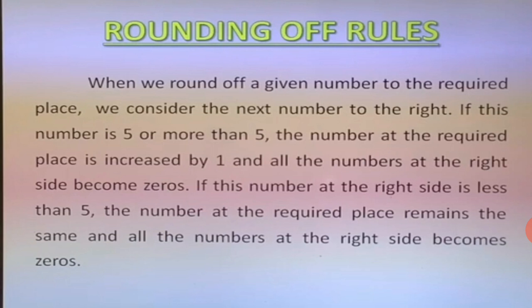And all the numbers at the right side become 0. If the number at the right side is less than 5, the number at the required place remains the same, and all the numbers at the right side become 0, and all the numbers at the left side remain the same. These are the rules for rounding off, and these are applicable for all the places: tens, 100, 1000, 10,000, whatever the places.